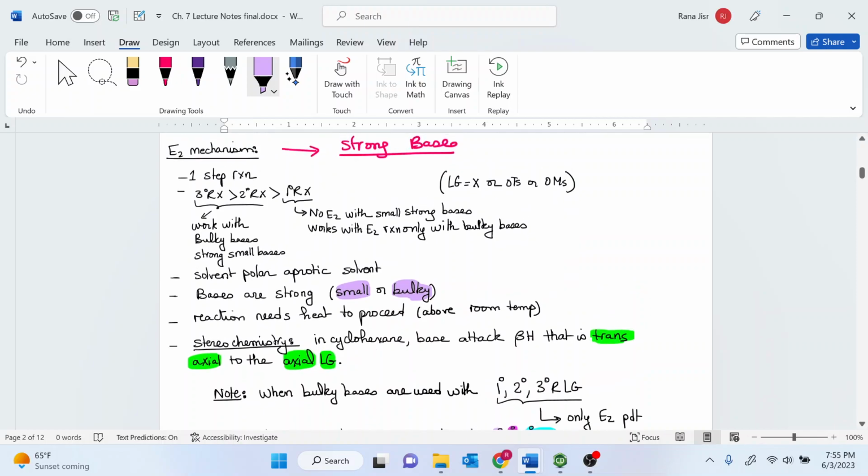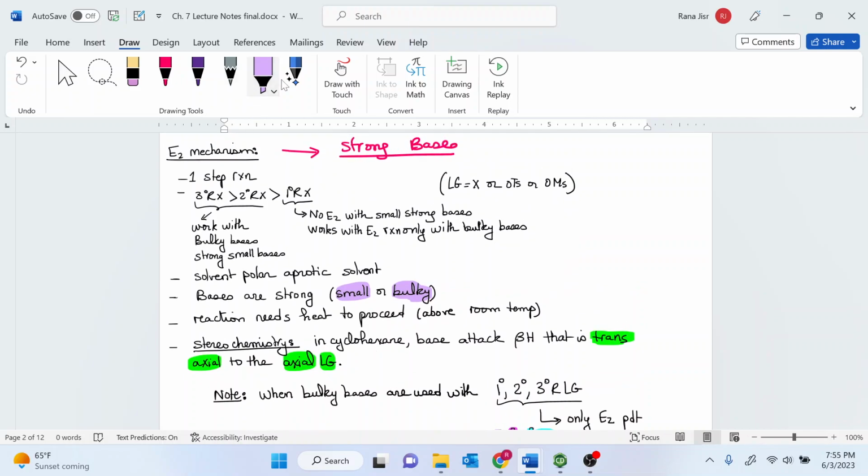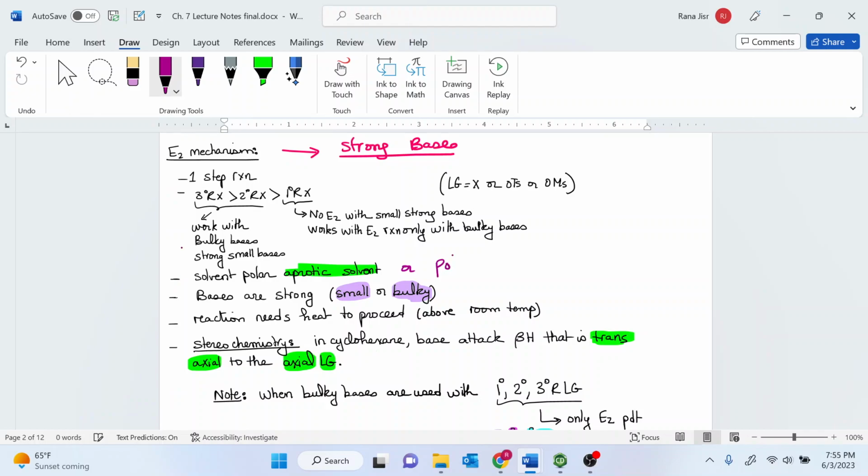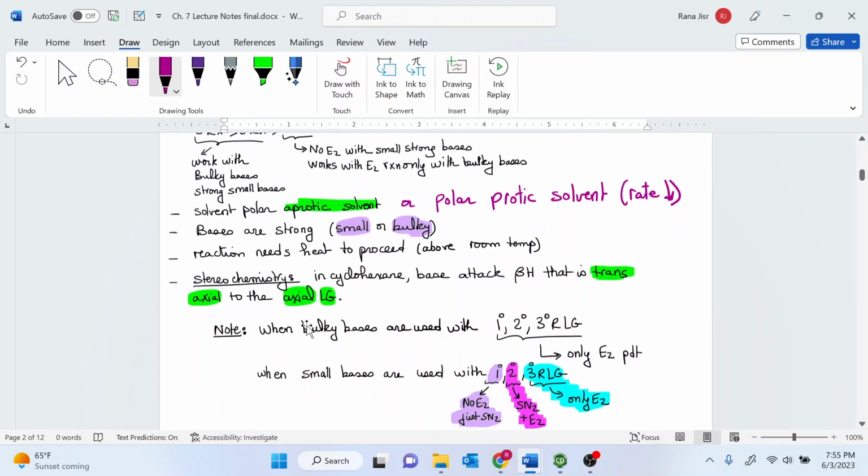The solvent that we are using is similar to the SN2 reaction, so it's a polar aprotic solvent. With E2 in particular, we can use polar protic solvent as well. However, the rate of the reaction is going to decrease a little bit, but the reaction is going to happen, but it will take some time in order to finish. The reaction with E2 always needs heat to proceed, and the heat is above room temperature.